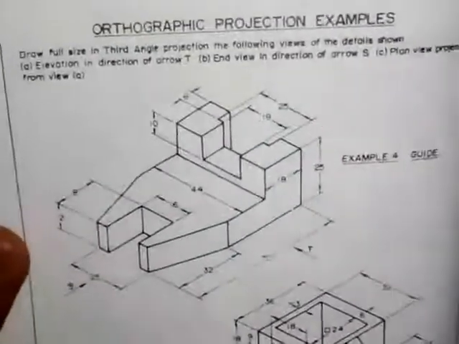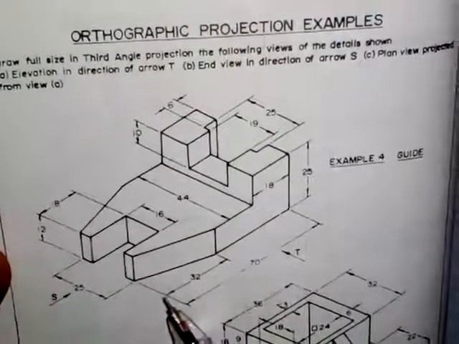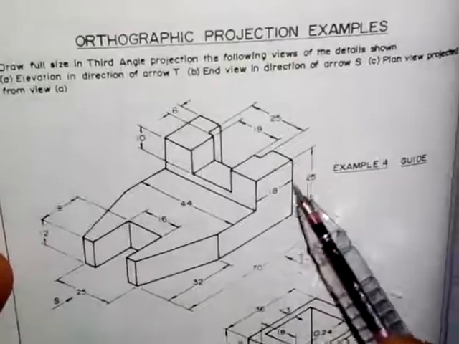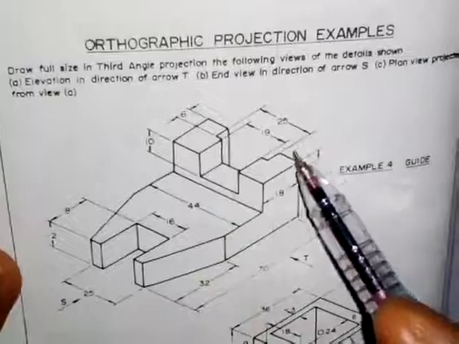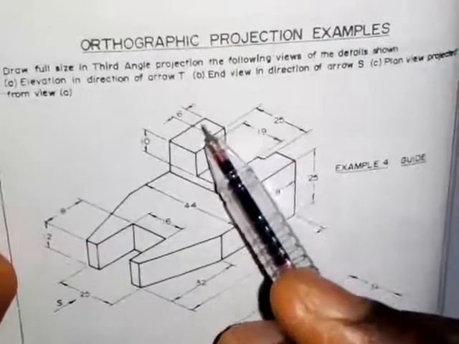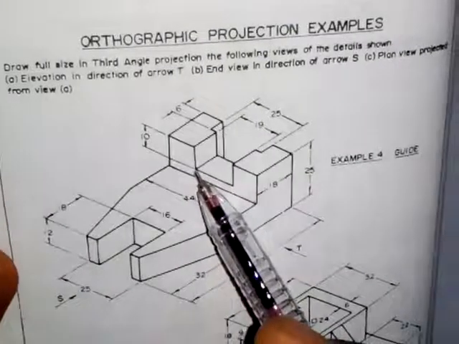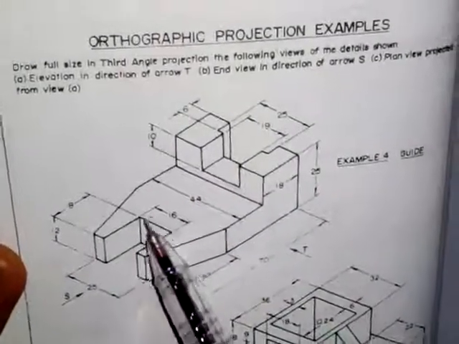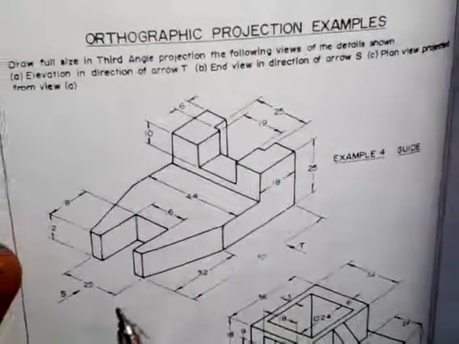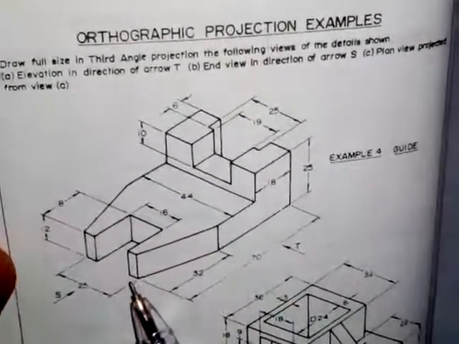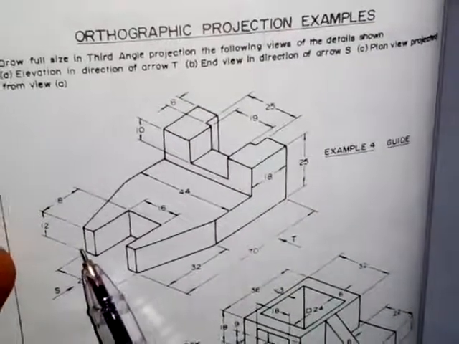And I believe that you can see the dimensions. Distance from here to here is 70 millimeters, from here to here is 32, from here to here is 25, from here to here is 18, and from here to here is 19, from here to here is 25, from here to here is 6 millimeters, from here to here is 10 millimeters, and then from here to here is 18, from here to here is 16, and from here to here is 44, and then from here to here is 25 millimeters. The thickness from here to here is 12 millimeters.